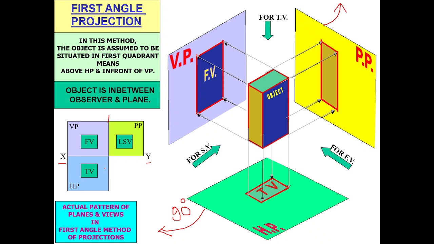Here the observer is looking from this direction. Now you can see what the position of the object is. The object is in between the observer and the plane. So this is the object and this is the observer. The object is in between the observer and the projection plane.